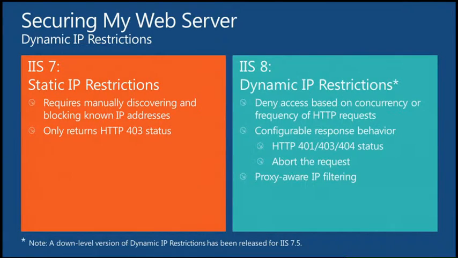So in IIS 8, we've introduced dynamic IP restrictions that allow you to make those things very dynamic and do it automatically, so there's no hands-on work that you have to do besides the initial configuration. And so we can deny based on how many requests they have going at a time, frequency of HTTP requests, so that if folks are hitting your server too often, you can block them. And then we also allow you to customize the response.